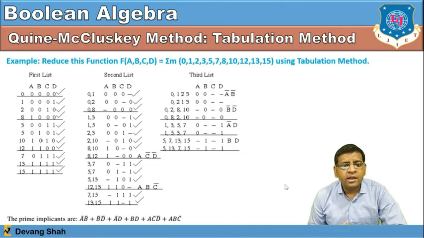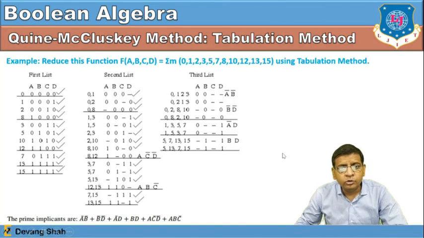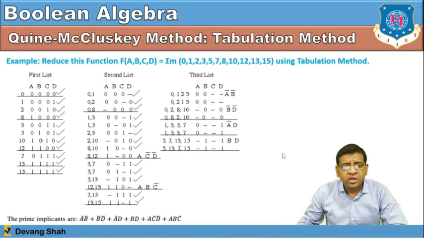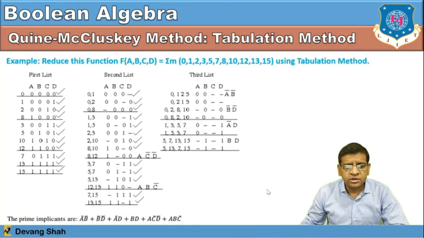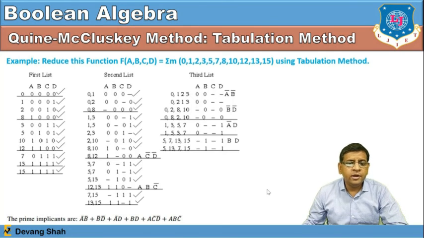8 comma 12 is a into c bar into d bar, and 12 and 13 is a into b into c bar. Same way for the third list. See, the implicants we are not going to use are a bar into b bar, b bar into d bar, a bar into d, and b into d. So you can have your final answer in the form of the min terms: a bar into b bar plus b bar into d bar plus a bar into d plus b into d plus a into c bar into d bar plus a into b into c bar.